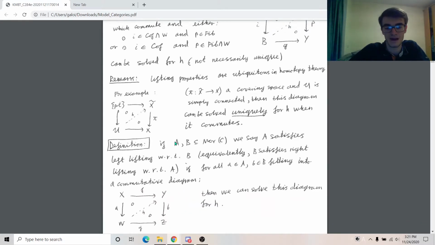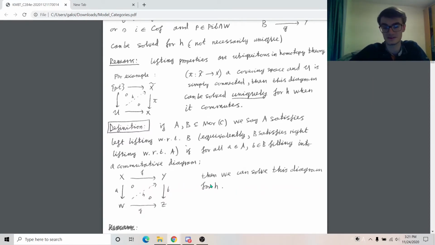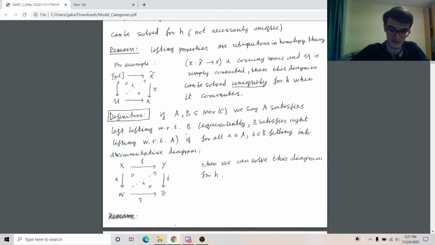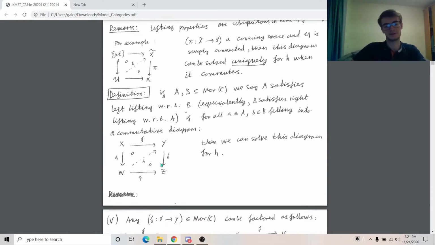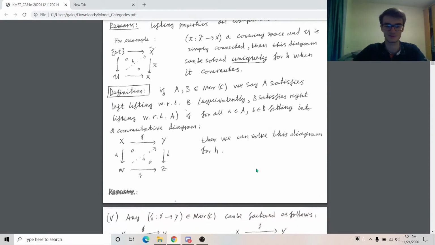And more generally, if you have classes of morphisms A and B in the category C, we say A satisfies left lifting with respect to B, equivalently B satisfies right lifting with respect to A, if for any map little a in A and little b in B fitting in a diagram like this, then we can solve it for some H, not necessarily unique. So the A's here on the left satisfy left lifting with respect to B, and B satisfies right lifting with respect to A. I hope you can see my green mouse cursor. I'll try to make it as visible as possible.